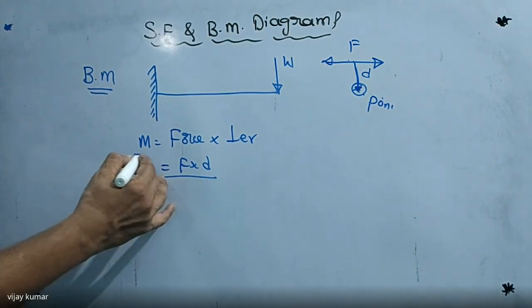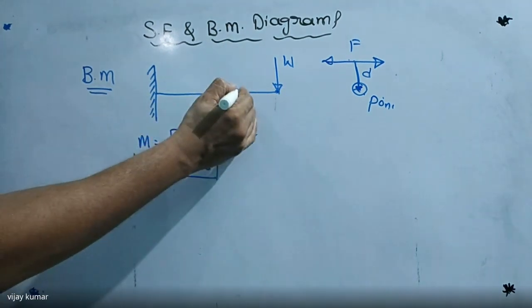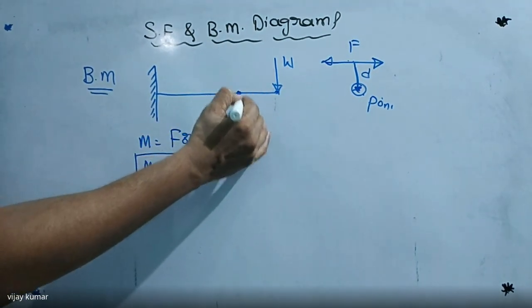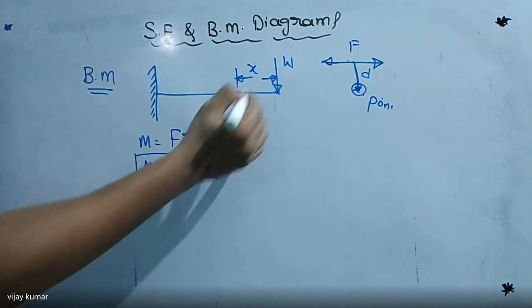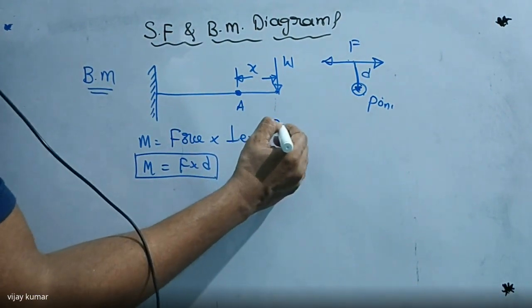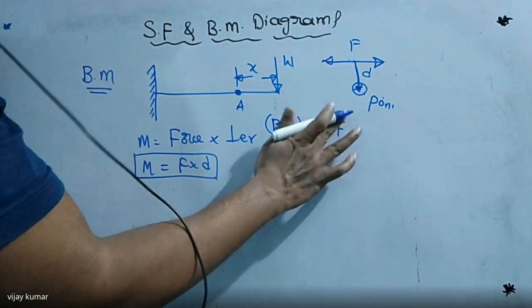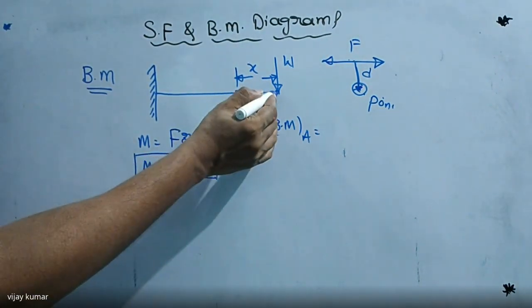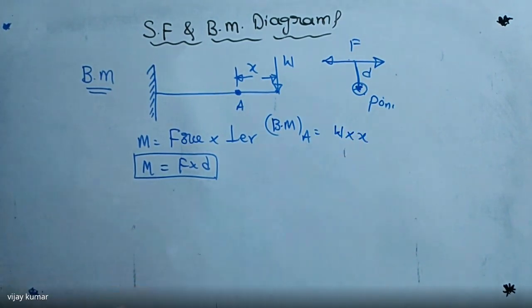But here I am going to take bending moment. Why? Because by the application of this one, it undergoes some bending. So I am taking one point here, that is A. So this point is a distance of how much? X here. Now what is the bending moment? So at point A, the bending moment is equal to force, how much here? This is the force here, that is W, into how much? X.